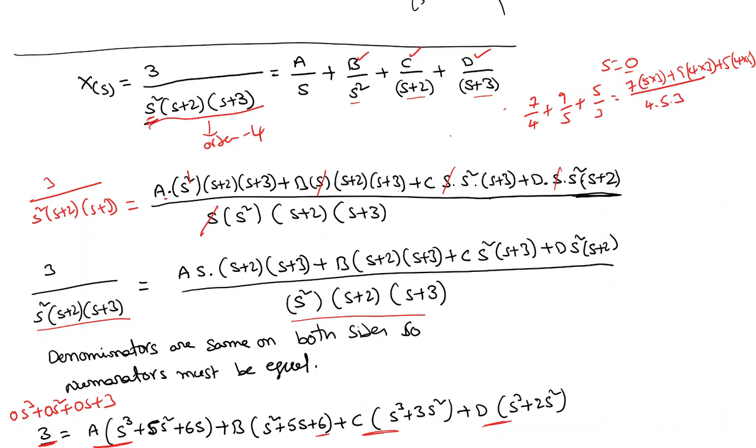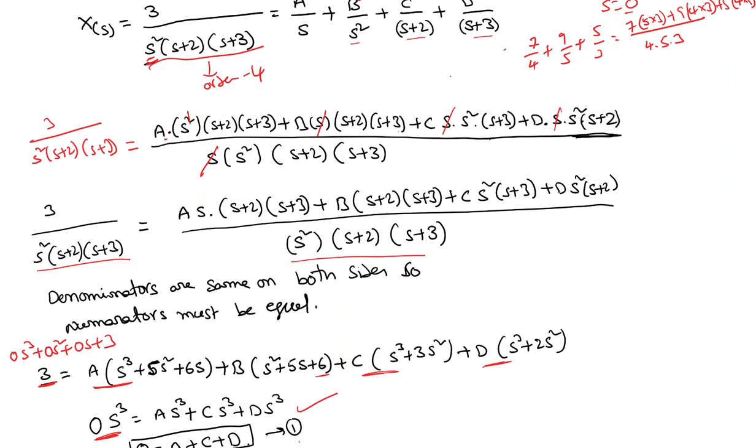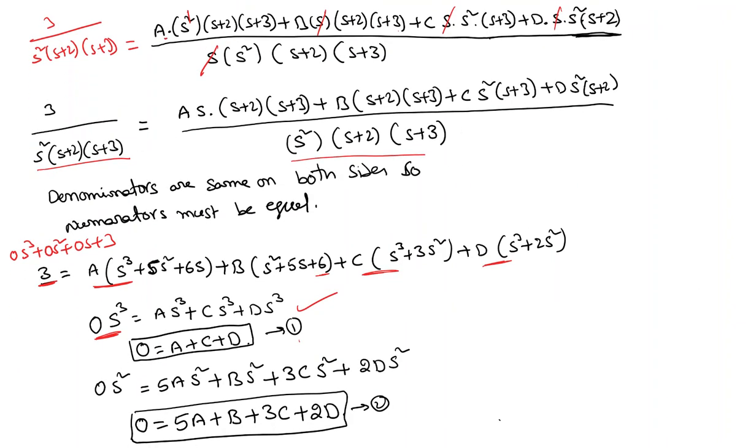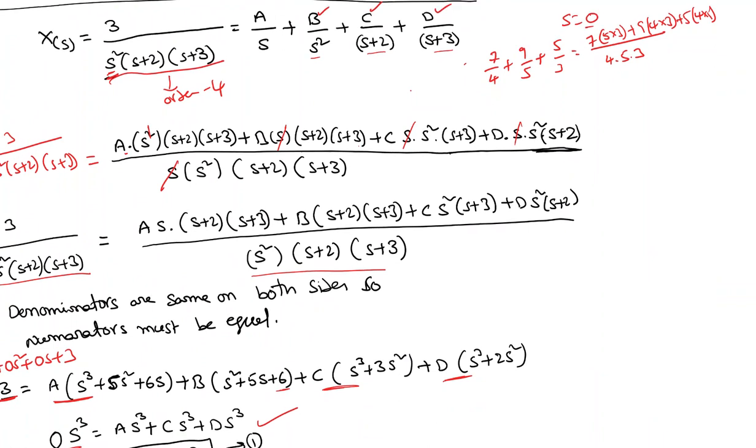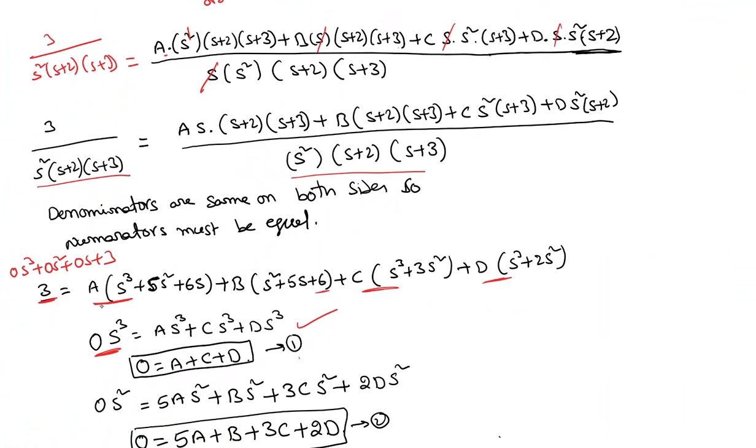On the left hand side I have 3 over s square times s plus 2 times s plus 3, and the right hand side also has the same denominator. So the denominators are the same, so the numerators must be equal. On the left hand side I have only 3, but I can write that as 0s cube plus 0s square plus 0s plus 3. I actually have fourth order, but when you look at the right hand side I started with s cube, so that's the reason I took s cube.